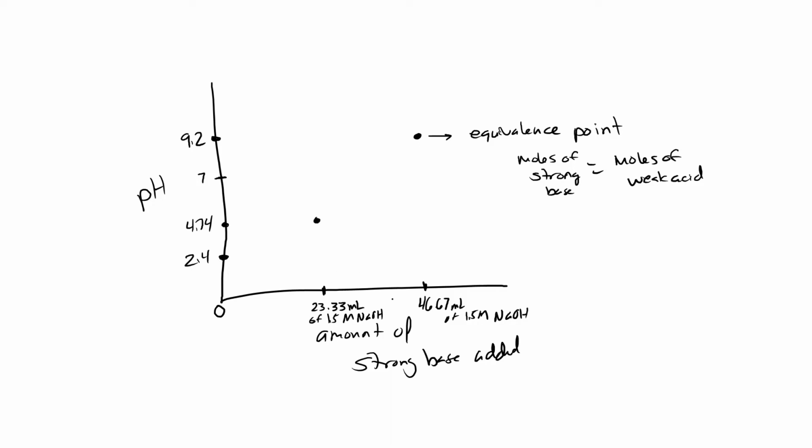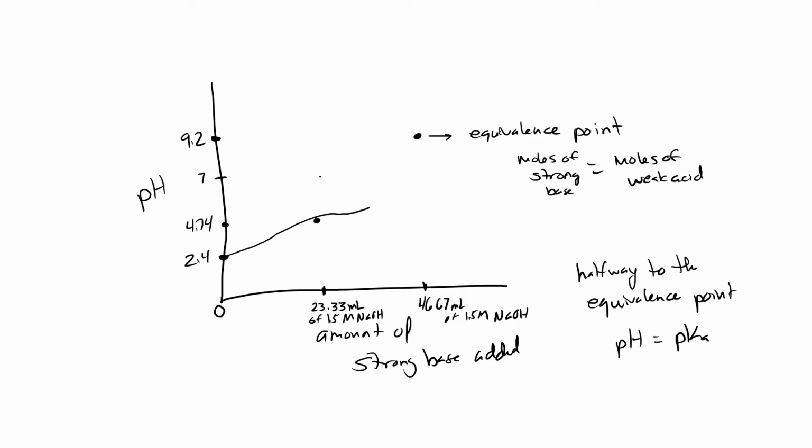So this is always true. Halfway to the equivalence point is where the pH equals the pKa of your acid. And so what this is going to look like is this is going to go up. Oh gosh, that's awful. That's not what that looks like at all.